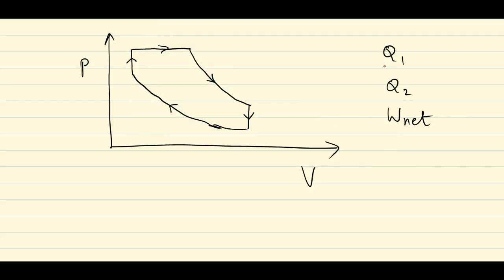So the area inside the cycle in the PV diagram would also give me W net. The next thing we want to look for in the diagram is, where do I find Q1? Remember, Q1 is the heat which is supplied to the gas.